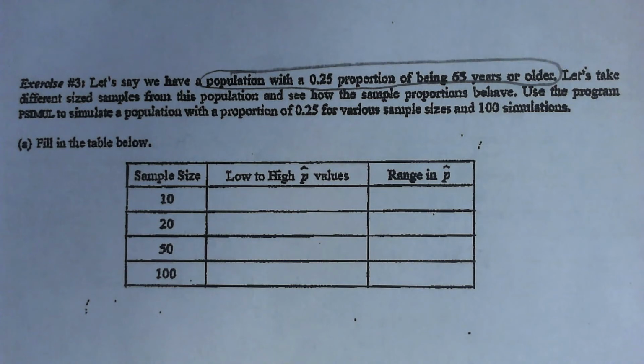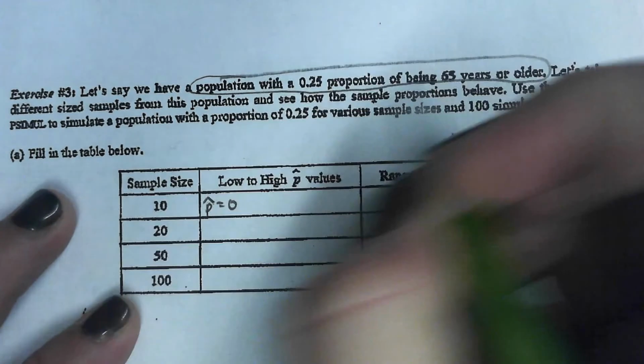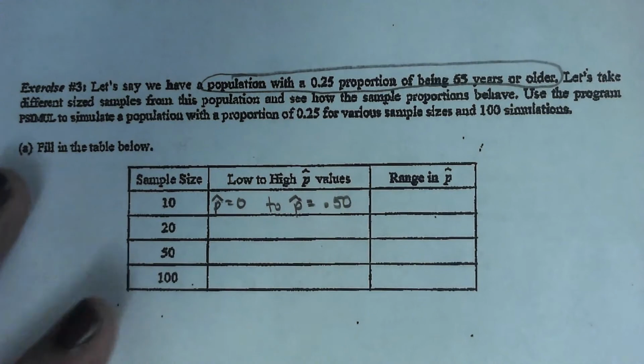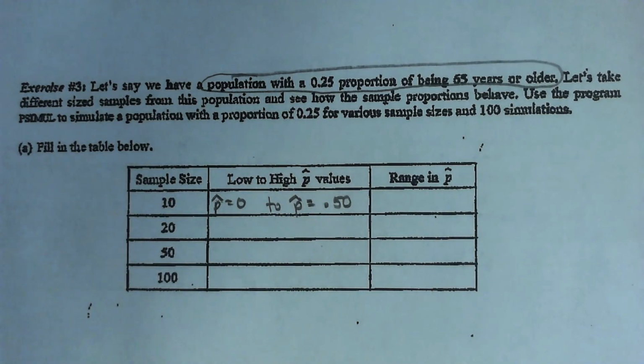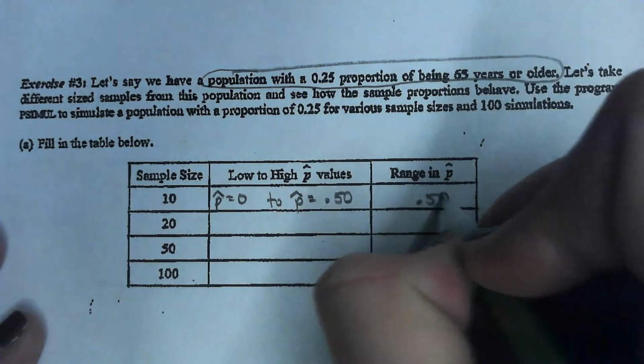If I only sample 10 people, and I've done this 100 times over, so there's 100 numbers on that list, sometimes, actually several times, none of them were over 65, and then the highest was 0.50. So the low was 0 to the high was 0.50, which is coincidentally symmetrically surrounding the 25%, isn't it? But that's a very big range. So the range there is 0.50.